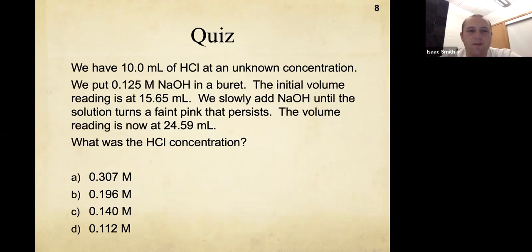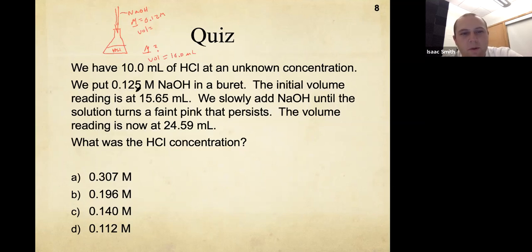Okay, so we have 10 mils of HCl at an unknown concentration, right? So again, to kind of visualize this, you have this beaker here full of HCl. We don't know what the molarity is, but we do know the volume is 10.0 milliliters, okay? So we put 0.125 molar sodium hydroxide in a burette. So we have this burette that's dripping into here. And this is a sodium hydroxide solution. Molarity equals 0.125 molar.